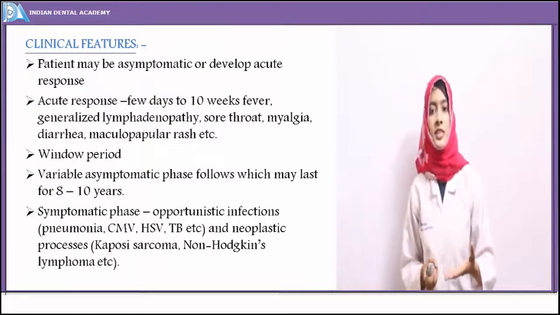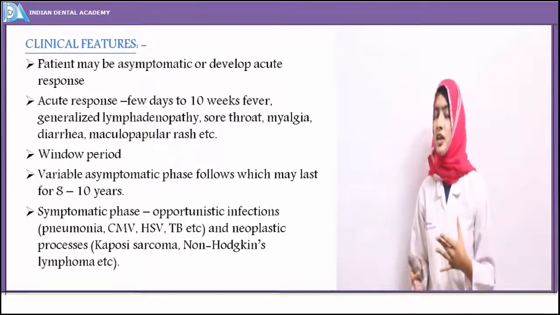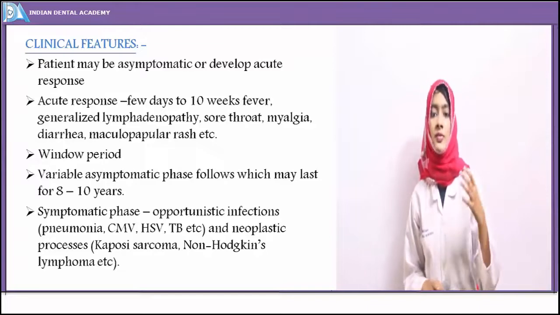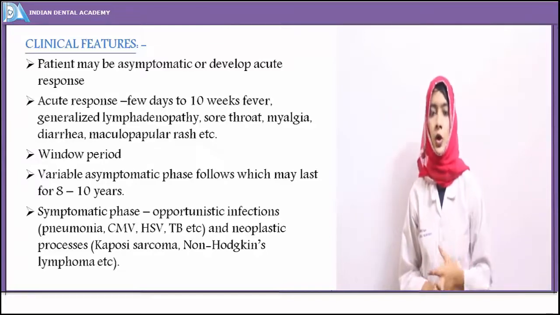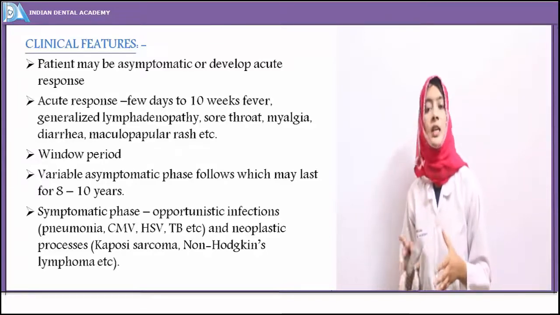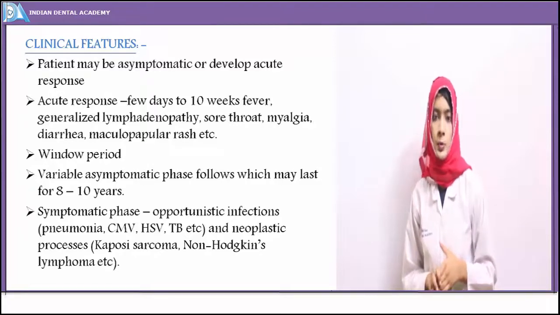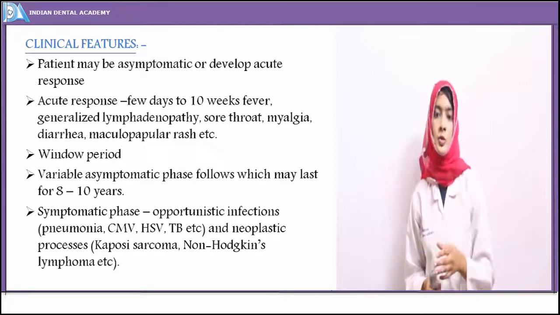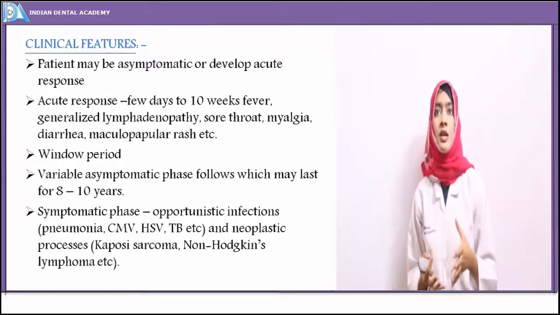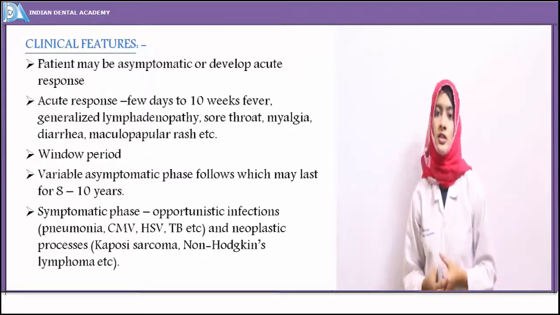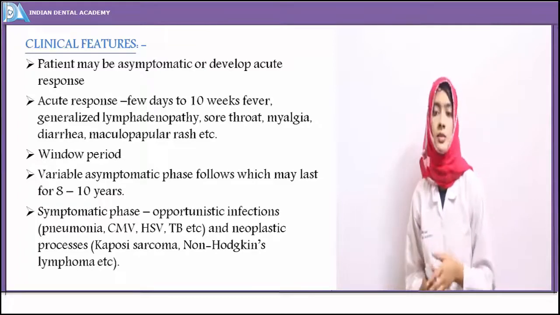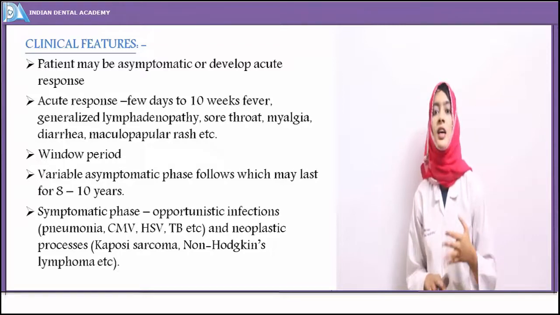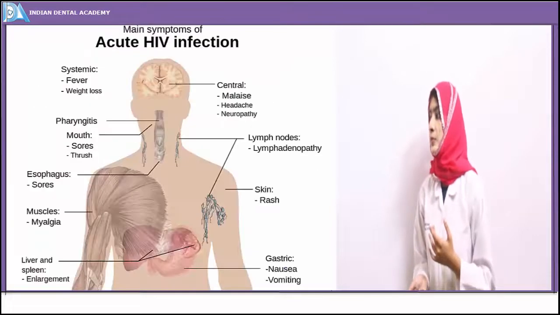So as we have already seen, the systemic manifestations are nothing but the acute response and the window period during which the virus will be present and it will not be detected in the blood. Then the asymptomatic phase, which shows progressive generalized lymphadenopathy, and then comes the symptomatic phase, with severe opportunistic infections of the body, like non-Hodgkin's lymphoma and neoplastic diseases. All forms of cancer will be developing.